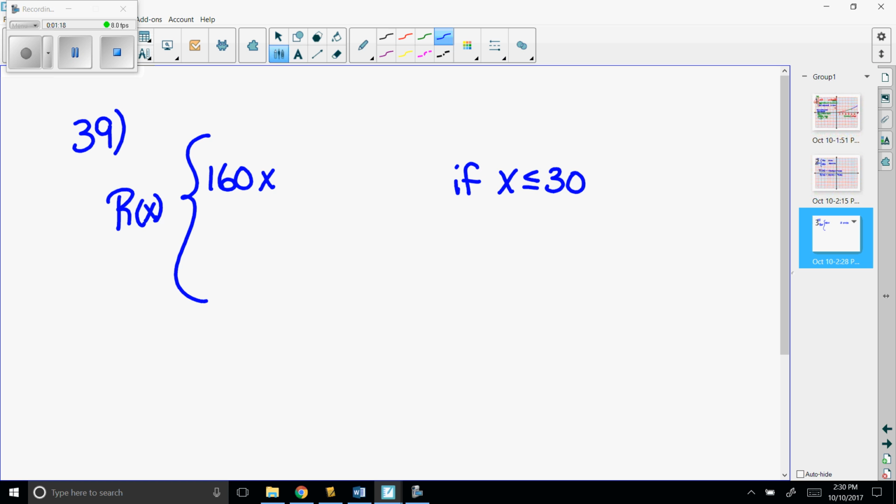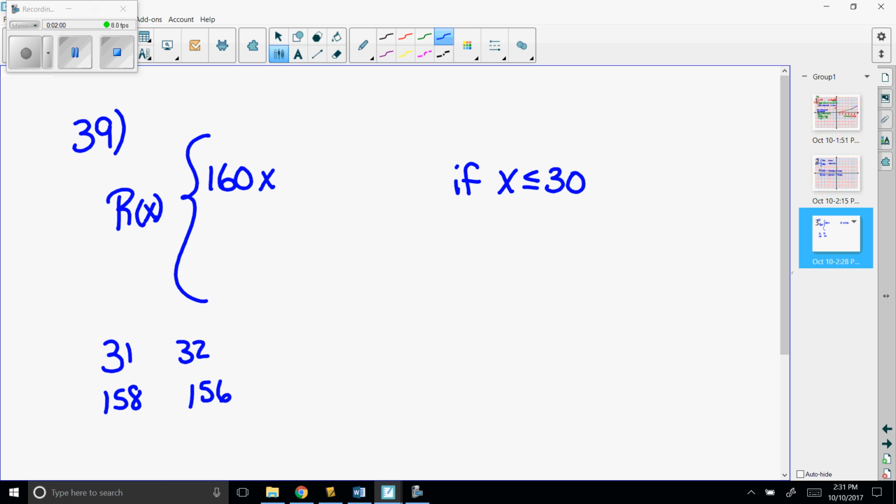So right now it's $160. If 31 people show up, how much is it going to cost each person? Is it still $160? No. It's $158. There's one person over, so I decrease it by 2. If 32 people show up, now it's going to be $156 per person.